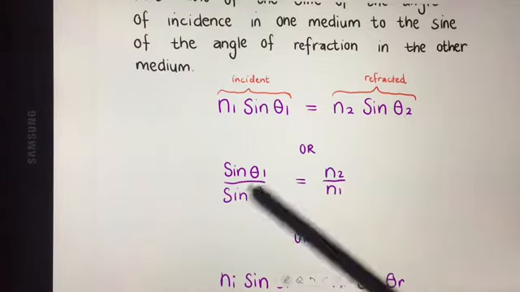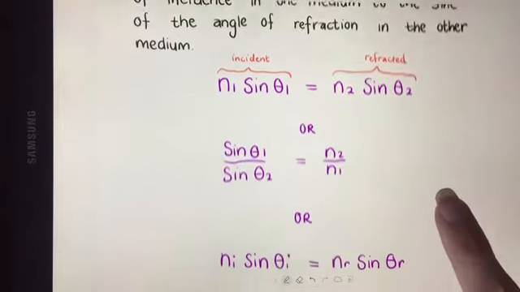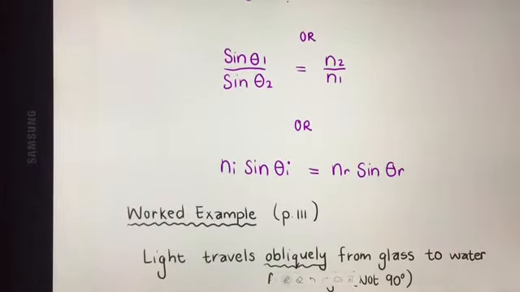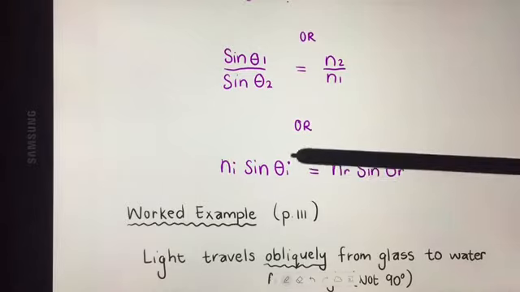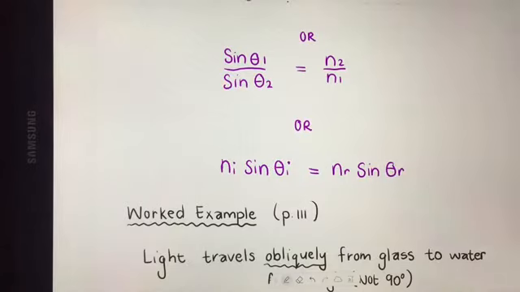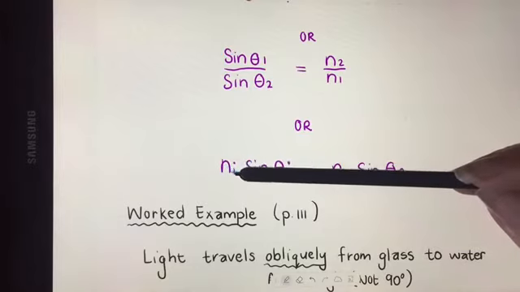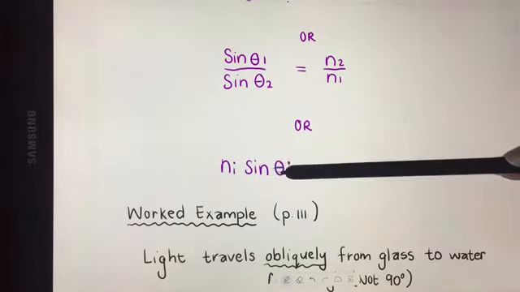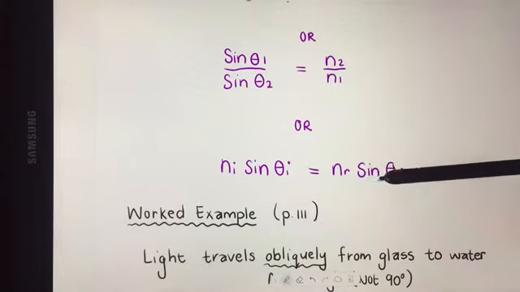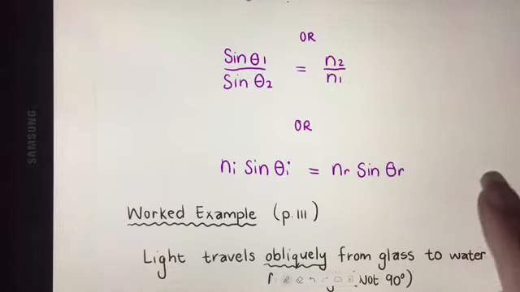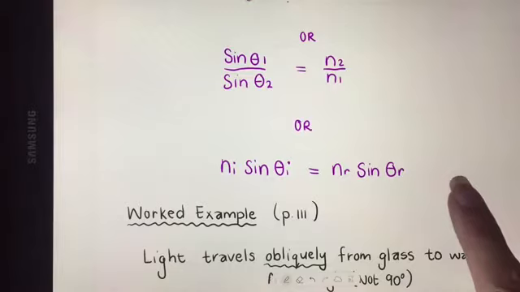It can also be written like this, and I think this is the one I'm going to use because this is what it looks like on the data sheet. So n sine theta: we've got the refractive index of the material that contains the incident ray. Sine theta is the sine of the angle of incidence, which is equal to nr, the refractive index of the material that contains the refracted ray, and sine theta is then the sine of the angle of refraction. I think the easiest way to explain this is by making use of an example.